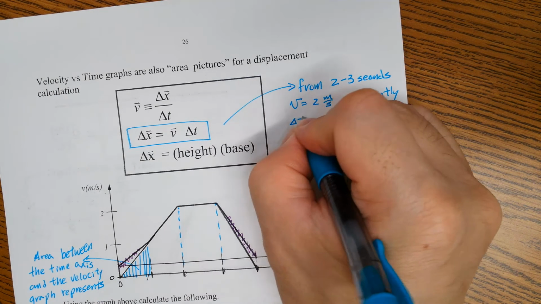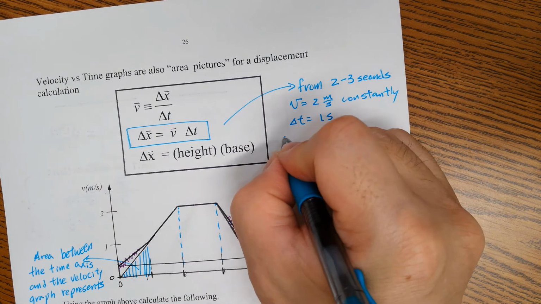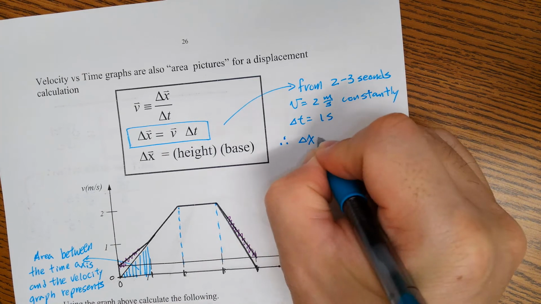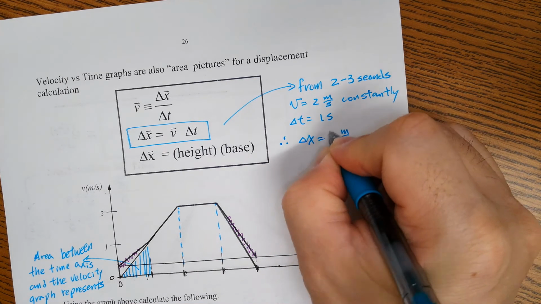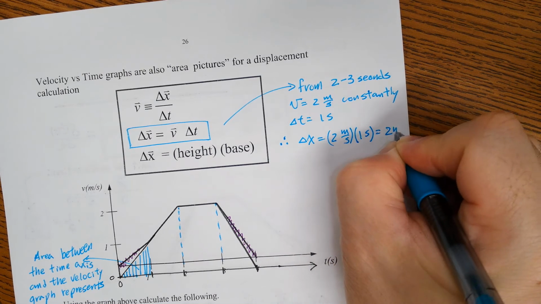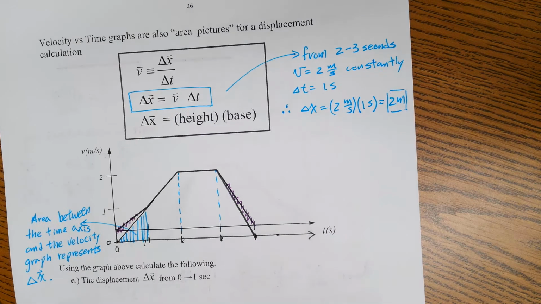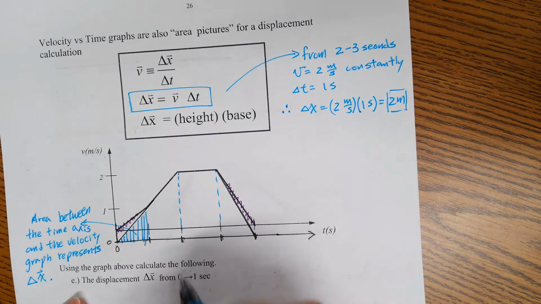My t is equal to 1 second. Therefore, my delta x should be 2 meters per second times 1 second, which is 2 meters. Okay? Well, let's take a look graphically.